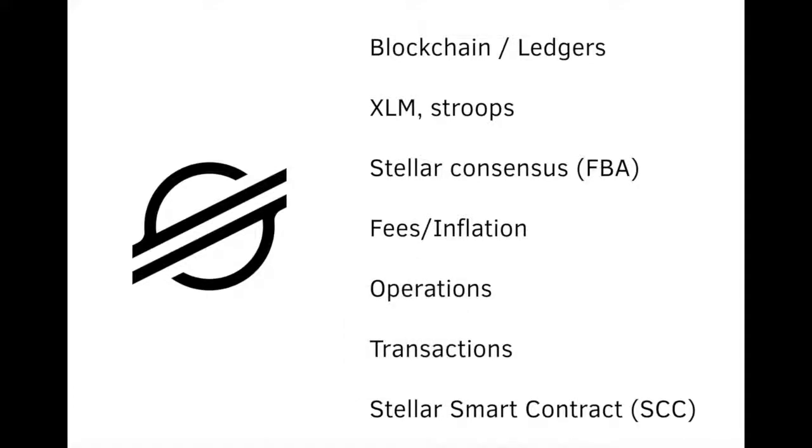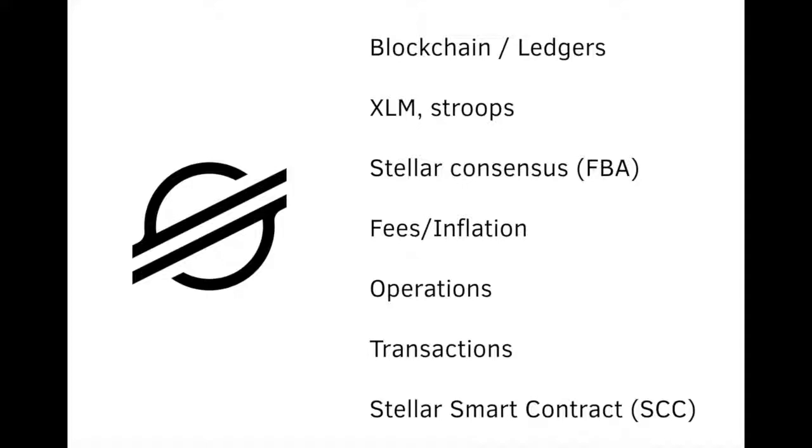The native token on Stellar is called Stellar Lumens, the ticker XLM. And the smallest unit of Stellar Lumens is the stroop. So one stroop is one 10-millionth of a Stellar Lumen, which is extremely small. And we usually pay fees on this network at about 100 stroops. So it's very, very cheap.